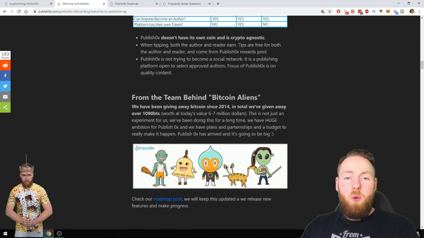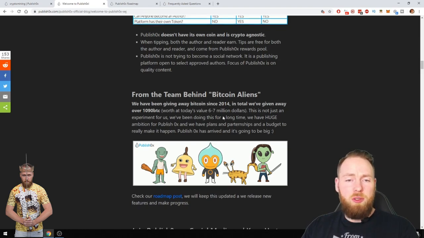So they have been giving away Bitcoin since 2014, in total over 1,090 Bitcoins, worth at today's value $6 to $7 million, and this will only increase. So it's not just an experiment for us. We've been doing this for a long time. They have a huge ambition for Publish, and they have plans and partnerships and a budget to really make it happen.